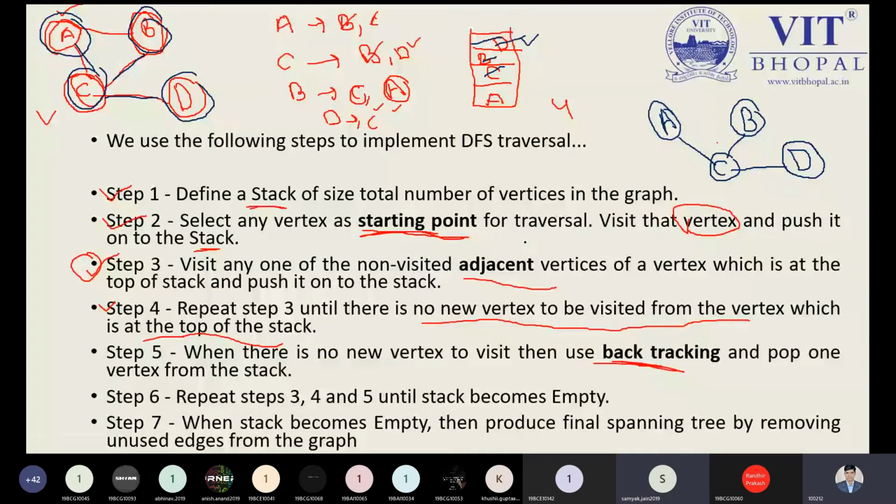Yes, sir. Okay, so this is the point. Like here, A, B, C, and D. Again, you can see there is no cycle. So this could be another span tree.